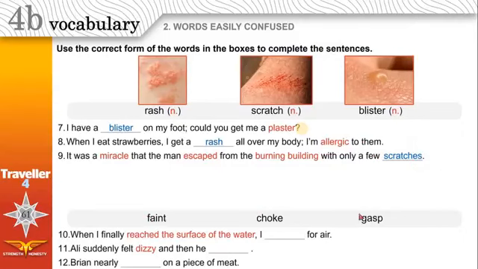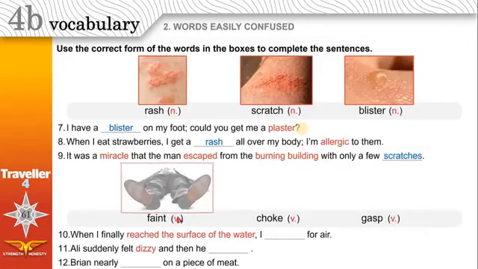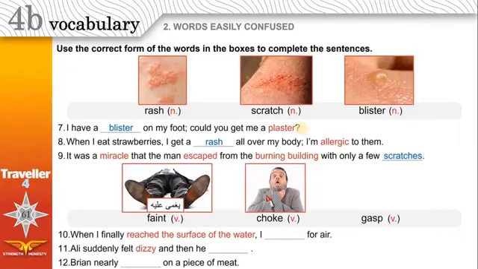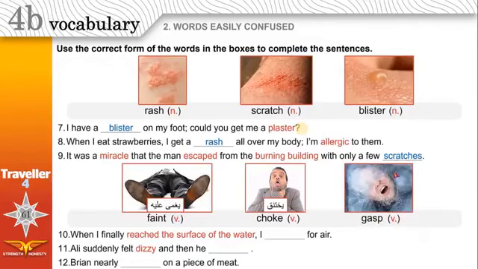Faint, choke, and gasp. These are verbs. When somebody faints, he or she becomes unconscious. Unconscious doesn't mean dead. That means you're alive, but you are unaware of what's going on around you. Choke, unable to breathe. This man is choking. He is unable to breathe. Gasp, when you are trying very hard to breathe. You don't find it easy to breathe. I am gasping for air.